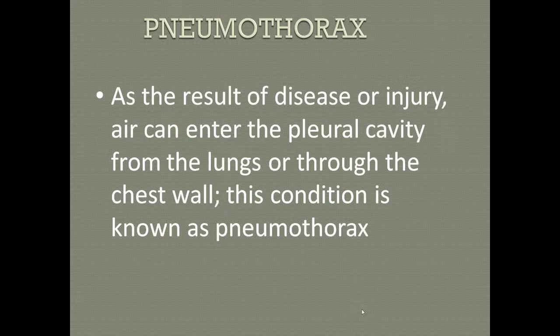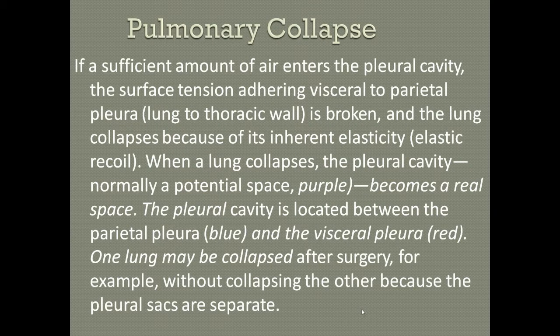Pneumothorax: as a result of disease or injury, air can enter the pleural cavity from the lungs or through the chest wall. This condition is known as pneumothorax. Pulmonary collapse: if a sufficient amount of air enters the pleural cavity, the surface tension adhering the visceral to the parietal pleura is broken and the lung collapses because of its inherent elasticity. When a lung collapses, the pleural cavity, normally a potential space, becomes a real space. The pleural cavity is located between the parietal pleura and visceral pleura.